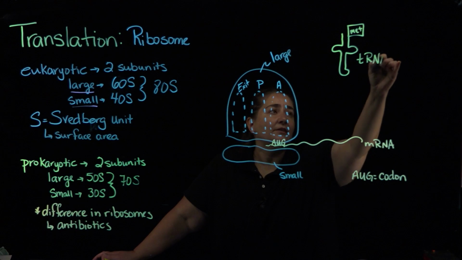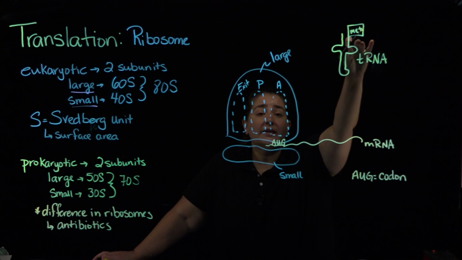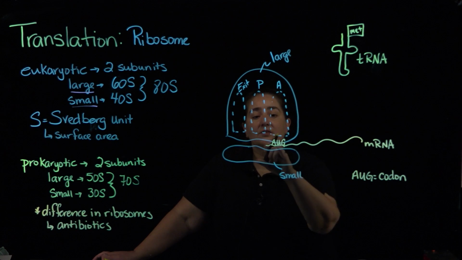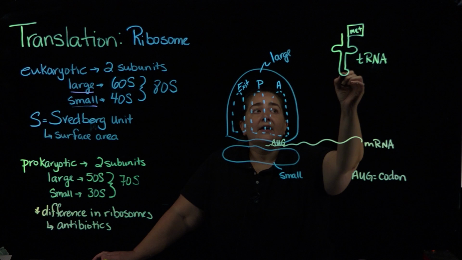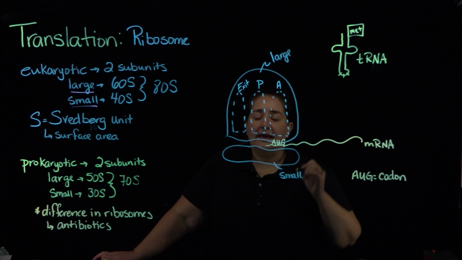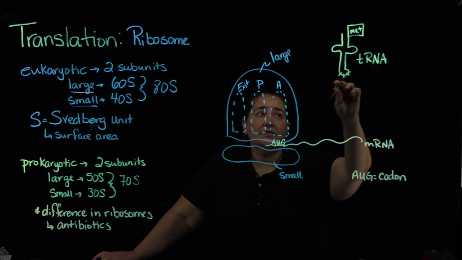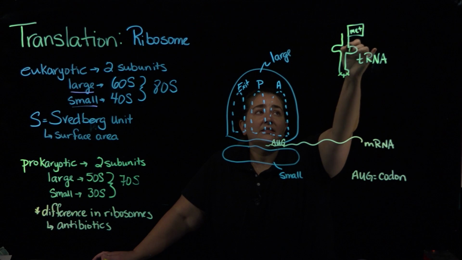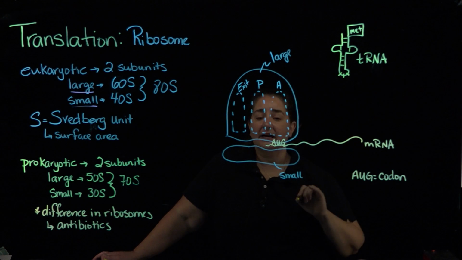Our tRNA, our transfer RNA, is going to bring in our amino acid. In this case, remember, AUG corresponds to methionine. That's going to start our process. And our tRNA is going to have a sequence down in this loop here, because the tRNA actually has the ability to fold a little bit. That's what's going to give it its three-dimensional shape.